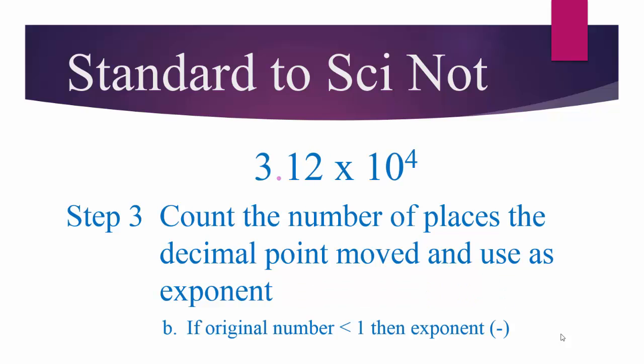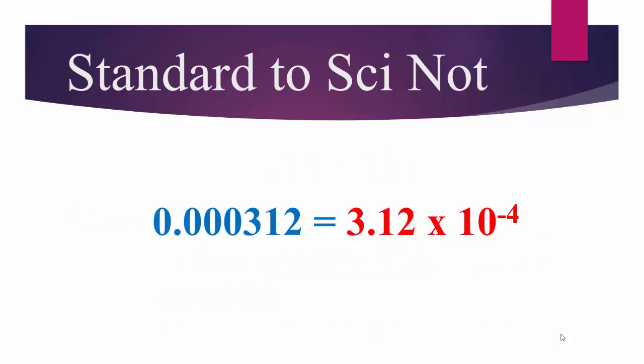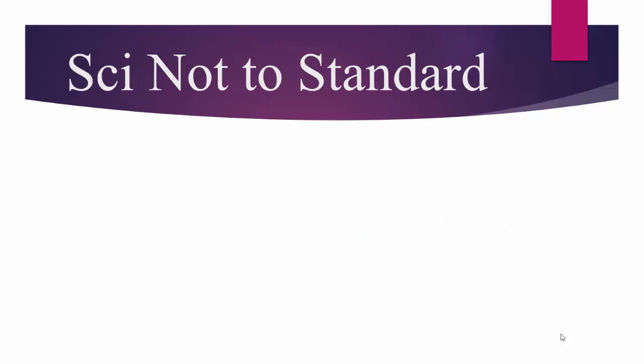But the original number was less than 1. So the exponent has to be negative. So we change it to 3.12 times 10 to the minus 4th. And then we can say 0.000312 is equal to 3.12 times 10 to the minus 4th. How about going the other way from scientific notation to standard?